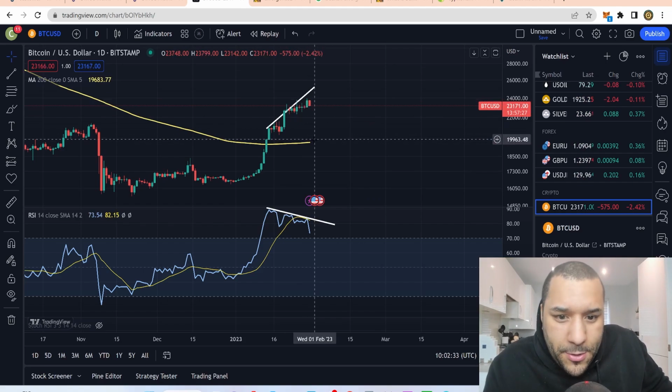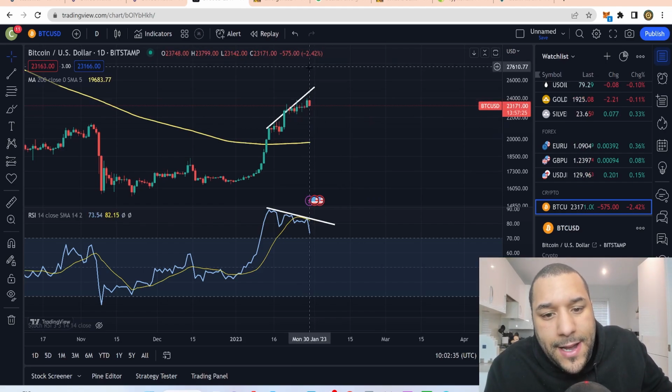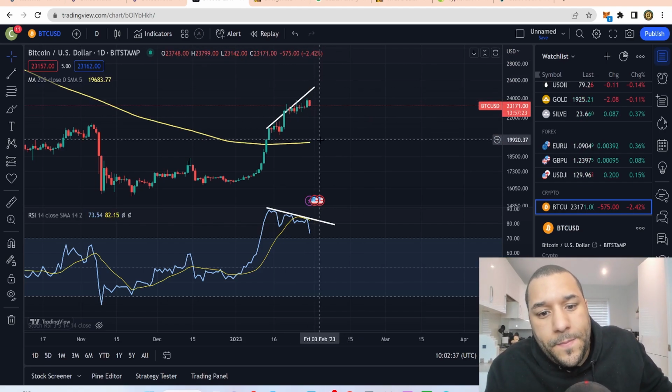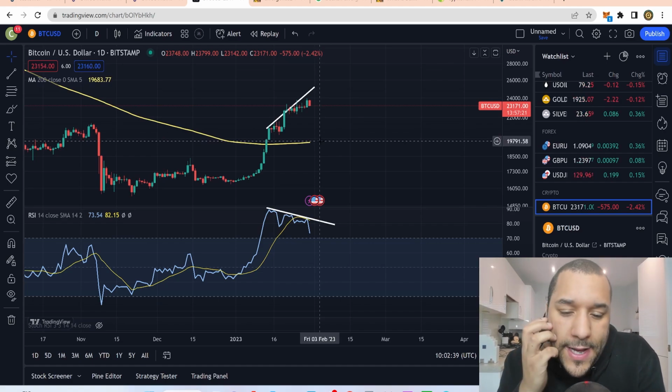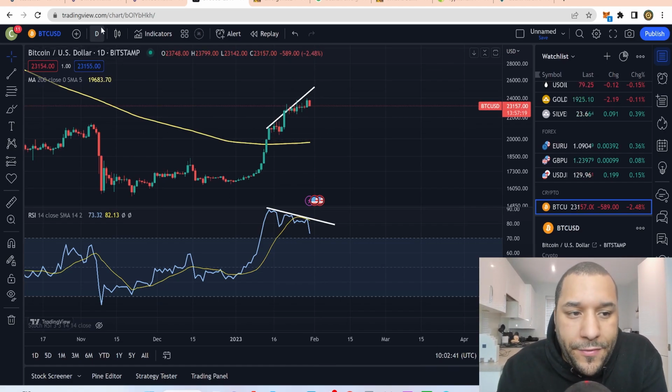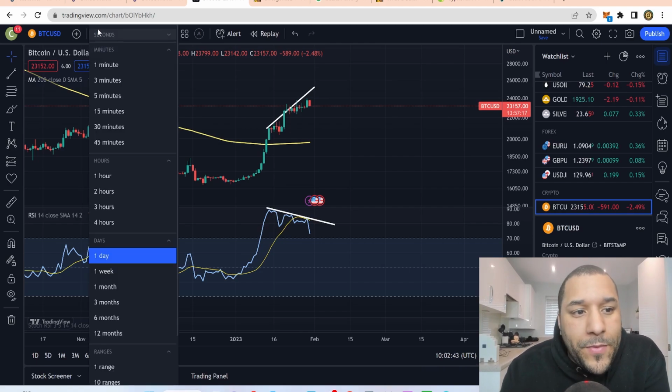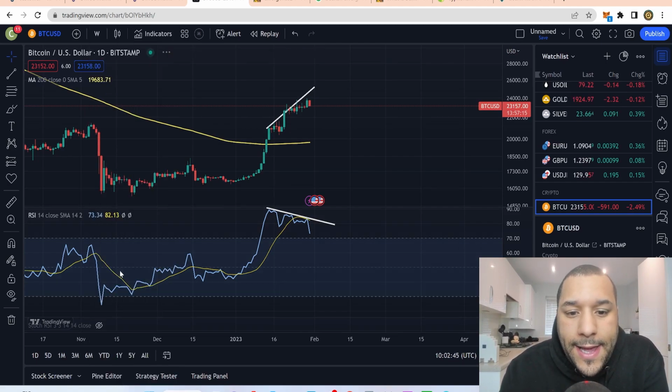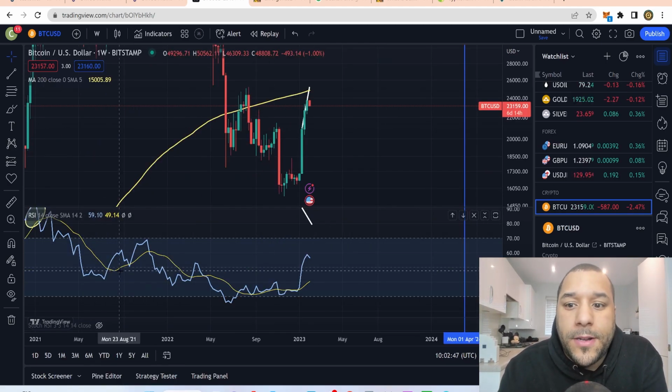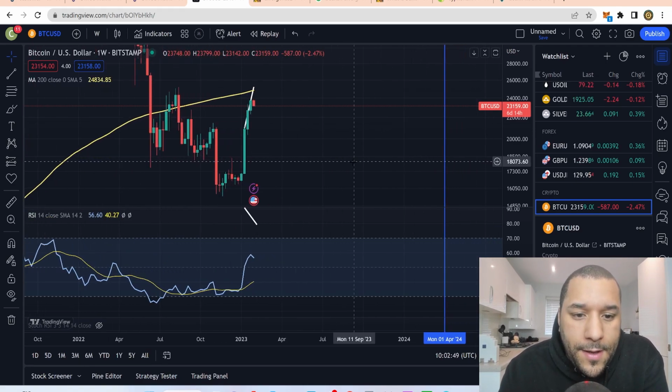But this is what you want to see. You want to see it come down and test this yellow line, and bounce off it. So it's up to you what you want to do. Again, not financial advice. Could be good to take some profits now and then wait for the pullback, and then from there, maybe buy in again. I'd expect that altcoins would come down with it too for a little bit, but we'll see what happens.